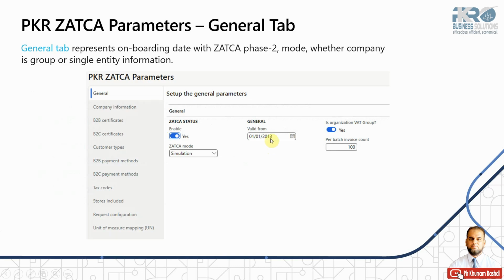So Valid from is the onboarding date, and then there is a certain setting: some companies are part of a VAT group, so the treatment of invoices will be different in the case of a VAT group. And then there is the ZATCA mode, whether it is simulation mode or production mode. So these few settings are available here.